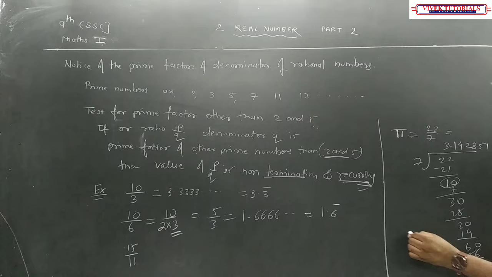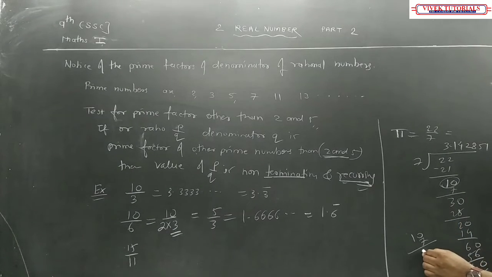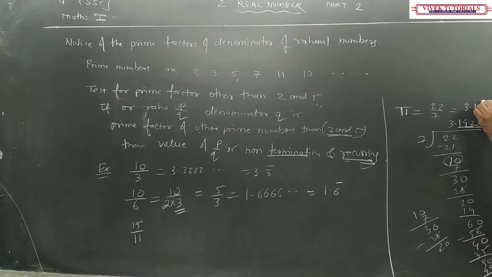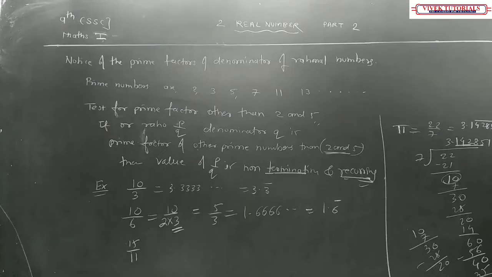So again 10 is there. So we do it. 10 1s are 10. Right? So it will become 7. It becomes now 30. Again it is started. Then 4s are 28. Again 2 will be there. 7 2s are. ये जो पार्ट है वो वापस रिपीट होगा. That's why it will be right about 3.14285. This will get repeated again and again.